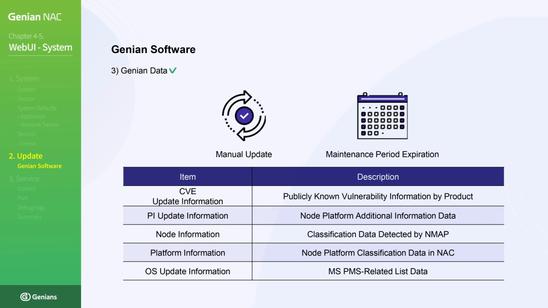The Geneon Data section allows you to check update items provided by NAC or manually perform update commands. The Geneon Data update items available include CVE update information, PI update information, node information, platform information, OS update information. Additionally, the maintenance expiration date is displayed. If maintenance expires, SMS notifications and operational data updates will be restricted.